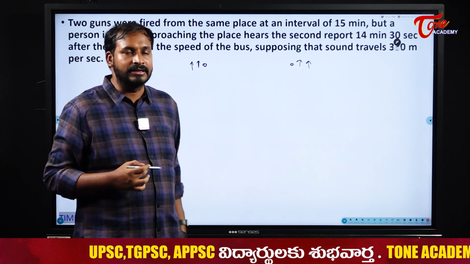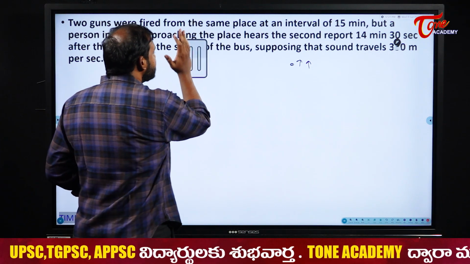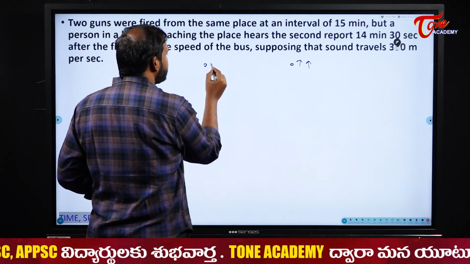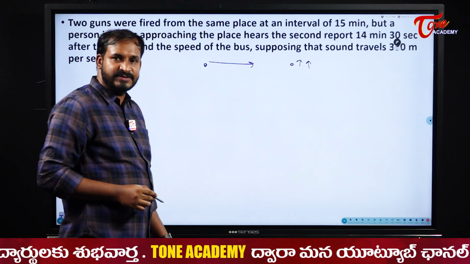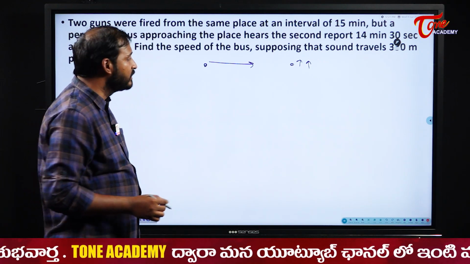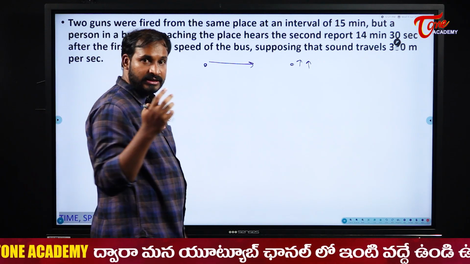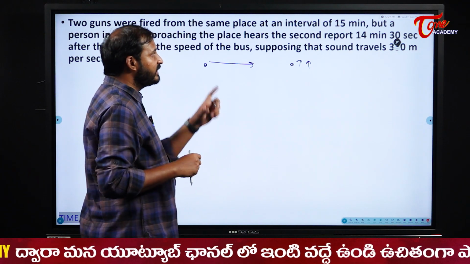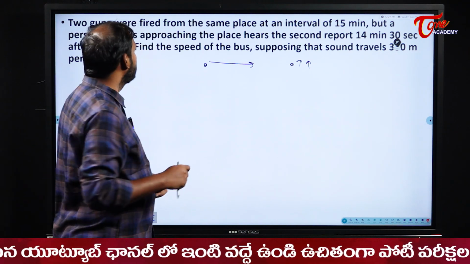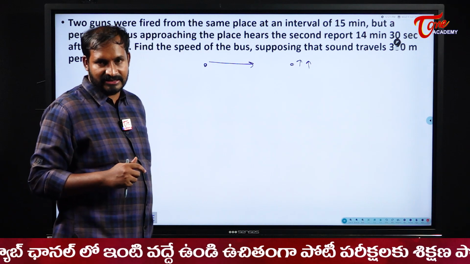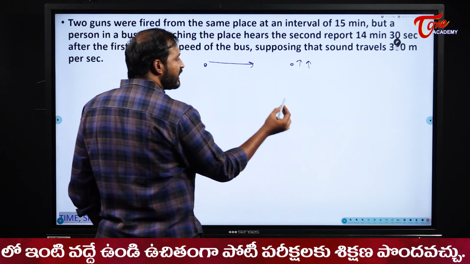15 minutes only. But what is happening here? As this person is approaching this firing zone, he will hear the second sound. The time difference between the first sound and second sound is what? 14 minutes 30 seconds. So that means what will happen?